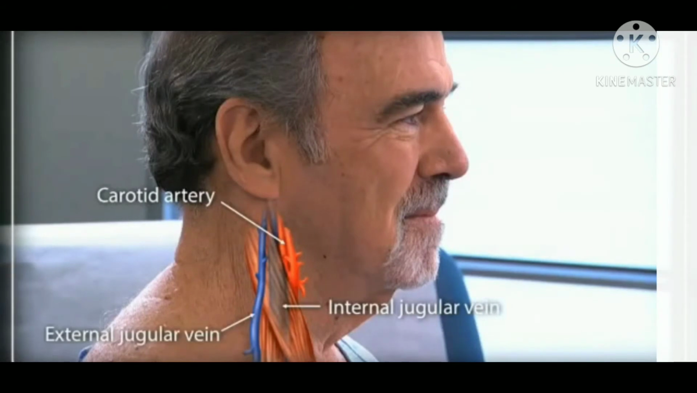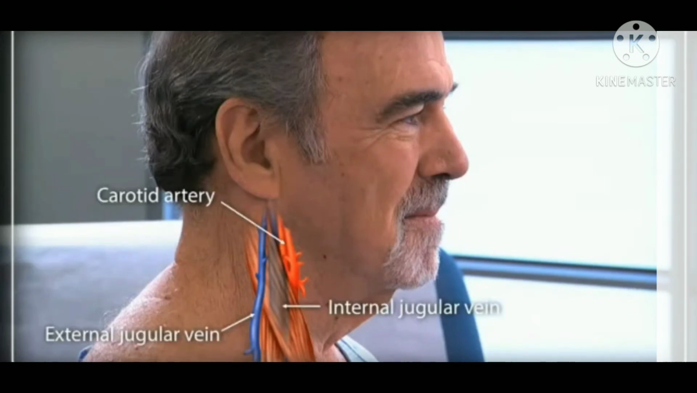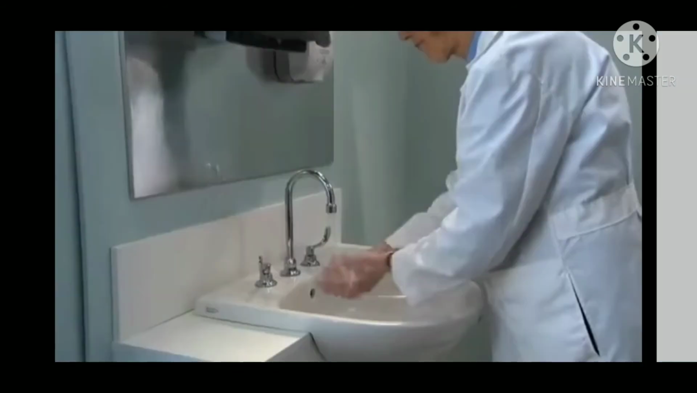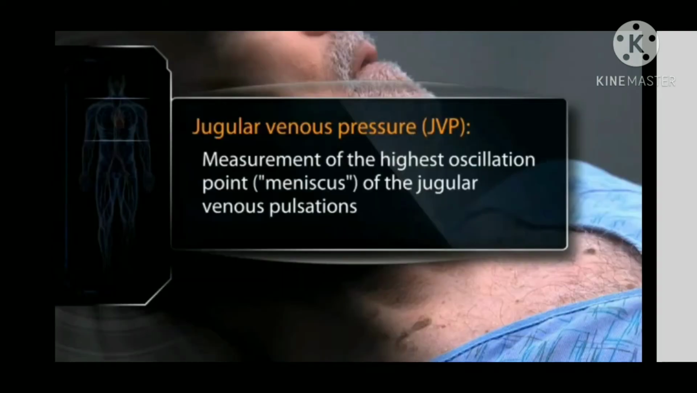Carotid artery: deep to the sternomastoid muscle. Internal jugular vein: lies beneath the sternomastoid muscle, adjacent to the carotid artery, and is not normally visible. External jugular vein: runs at an angle along the sternomastoid muscle toward the clavicle. After comprehensive hand hygiene, we are ready for the physical examination.